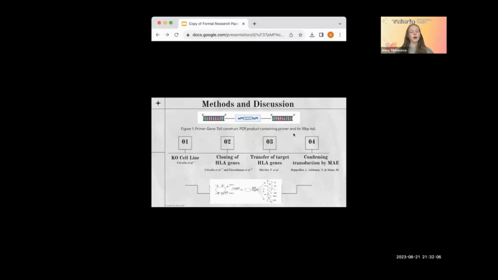So first it was knocked out, and now it's being knocked back in. What's being knocked back in is this HLA gene sequence. The last step, after we obtain the knockout cell line and we clone the genes and transfer the HLA genes, is to confirm the transduction of the cells by using a method called mild acid elution to identify what antigens are present on each of the different HLA alleles.